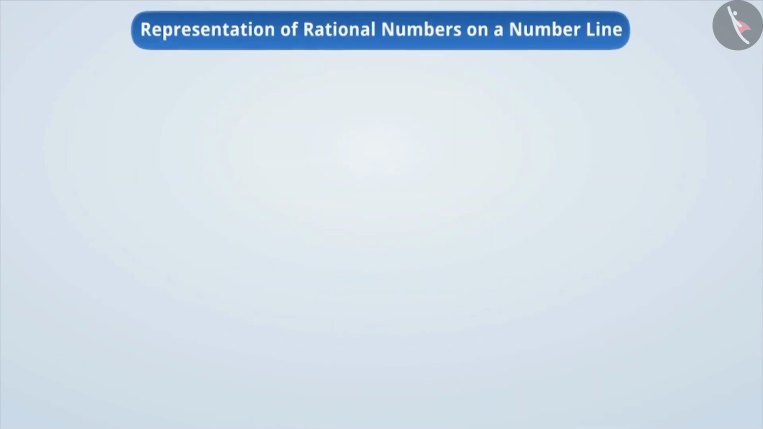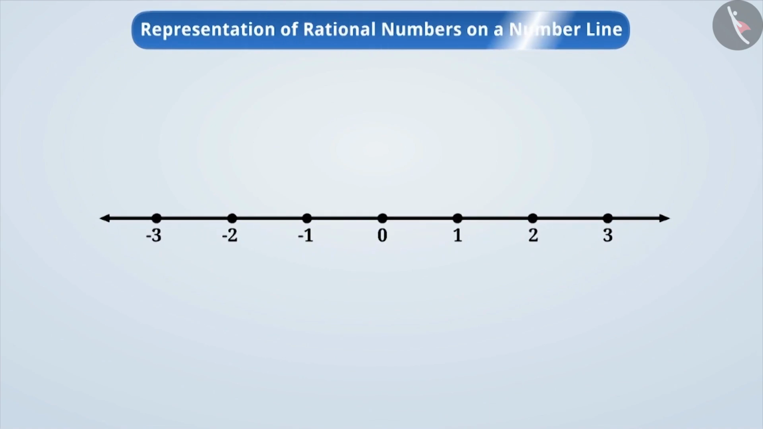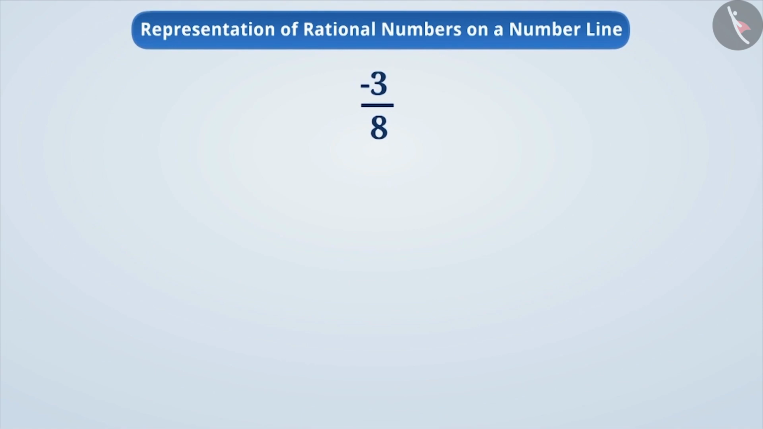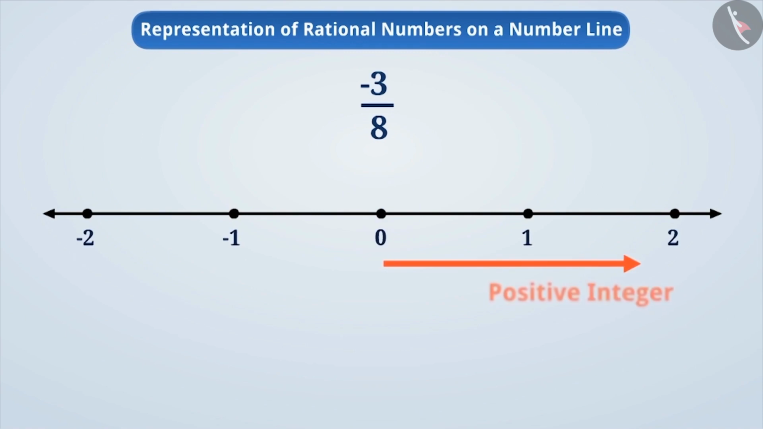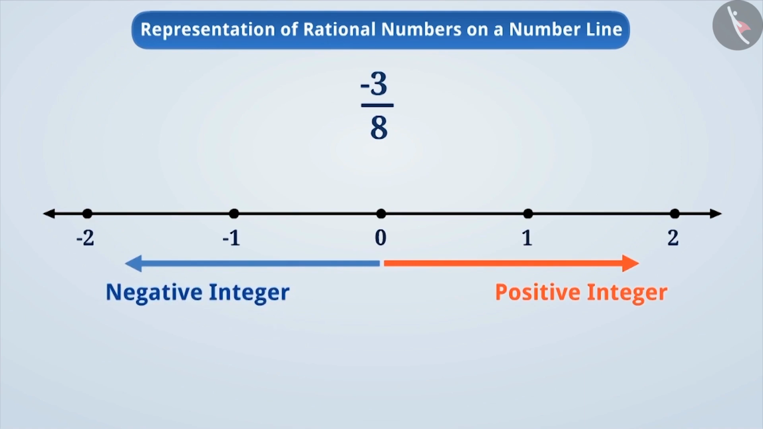Let us now see how rational numbers are represented on the number line. Suppose we have to represent minus 3 by 8 on the number line. We'll do this as follows. First, we will draw a number line and mark it with a point 0. Positive integers are marked on the right side of 0 and negative integers are marked on the left side.